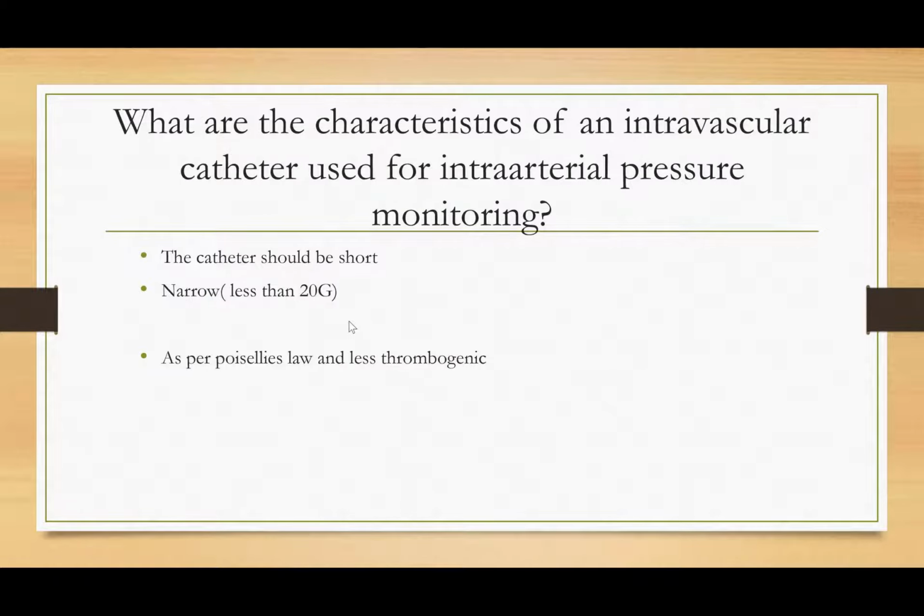So what are the characteristics of an intravascular catheter used for intra-arterial pressure monitoring? Ideally, the catheter should be short. There should not be much length. The catheter should be short and of narrow gauge, less than 20 gauge. This is to reduce the resistance. Otherwise, if there is resistance inside the cannula, then there can be a reduction in the recorded values of the BP measured. So as per Poiseuille's law, it should be short and narrow. And such catheters should be less thrombogenic.